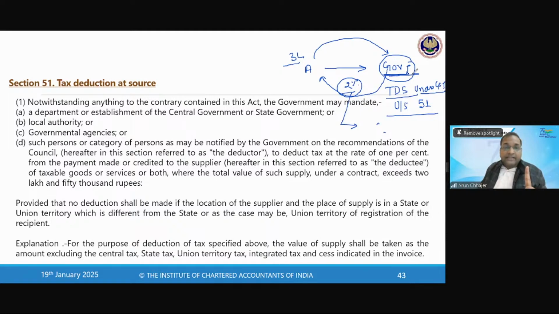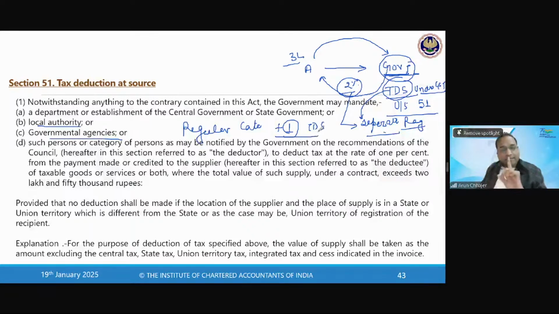This entity has to take a separate registration for the purpose of TDS. Let's say I am a government, a local authority or government agency, etc. I have one regular category of registration. But still I have to take one more registration that is under the TDS category. It is a separate GST registration.